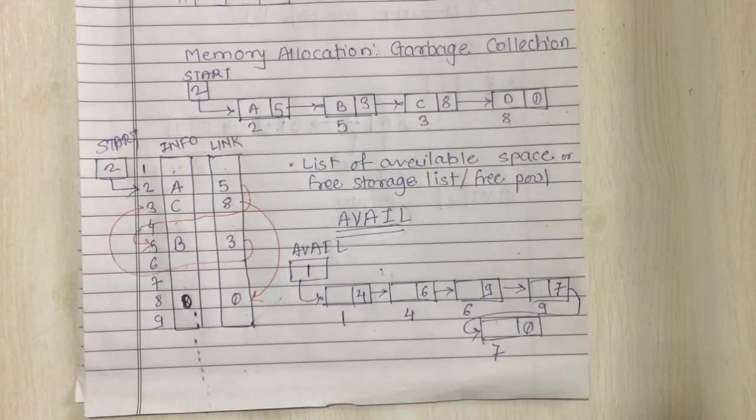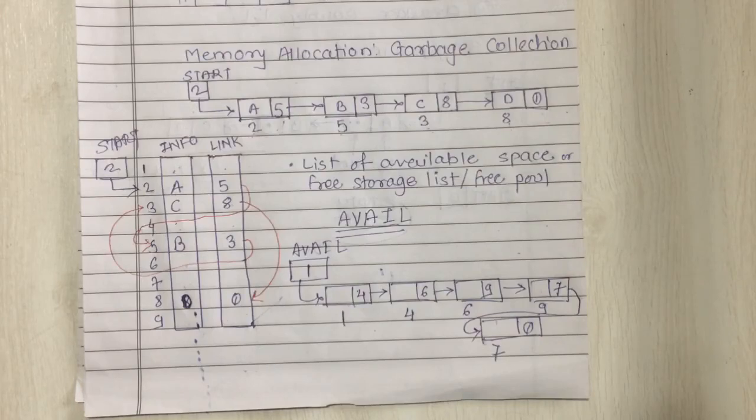Okay, what is the free pool? It simply holds the nodes which are free or unused. So this is a simple avail linked list. This avail linked list we require in case of insertion and deletion operations. That's why I am explaining this concept over here. Okay, I hope you understand this concept.